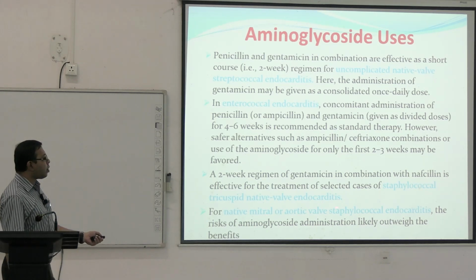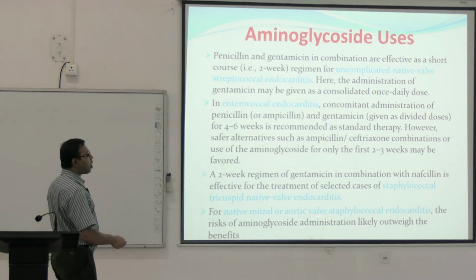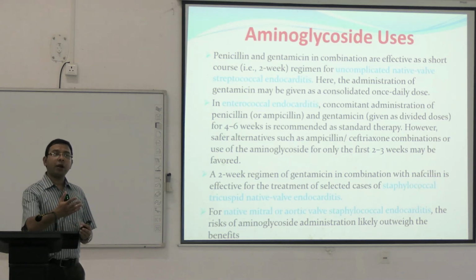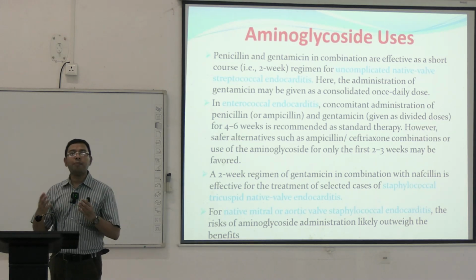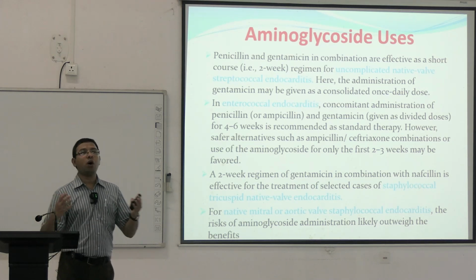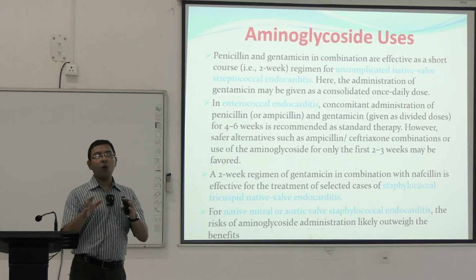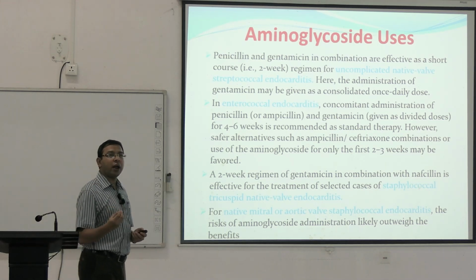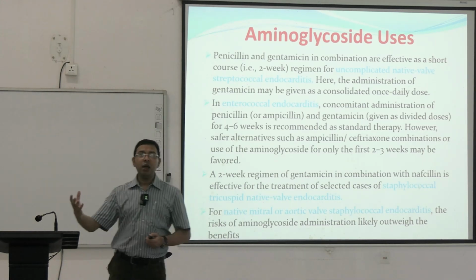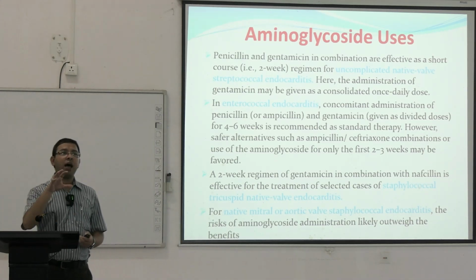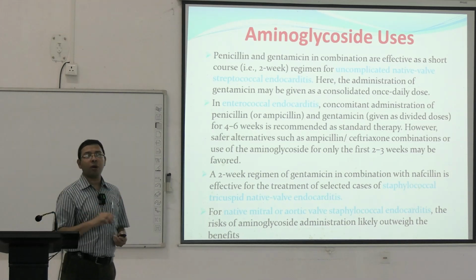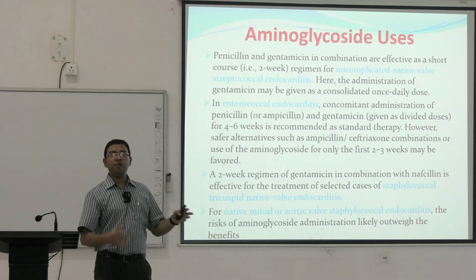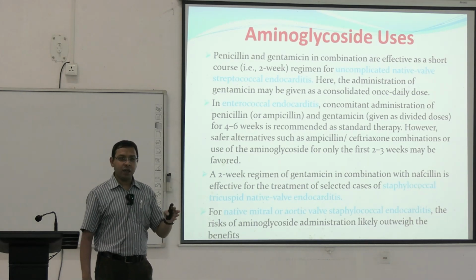For native mitral or aortic valve staphylococcal endocarditis, the risks of the aminoglycoside administration likely outweigh the benefits. So that means in endocarditis, a long period of time is needed for the aminoglycoside treatment, and already we have seen there will be toxicity when we are using it for a long period of time. But we can weigh the balance between the pros and the cons of using the aminoglycosides, since endocarditis ultimately gives us a very high mortality. So even if there may be some compromise in the adverse effects of the aminoglycosides in terms of ototoxicity and nephrotoxicity, we should use the aminoglycosides, because if we are not using the aminoglycoside, the patient can die. That's why.